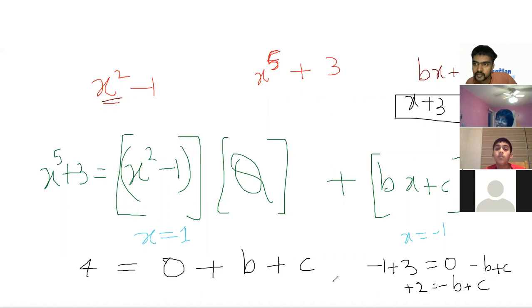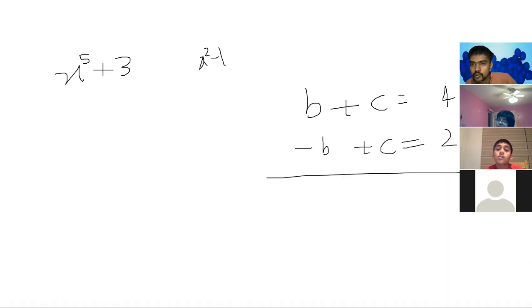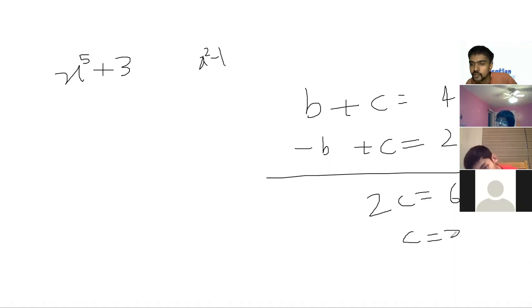Wait, now I'm getting a little confused again. How did you get x plus 3 from there? From this, you get b is equal to 1 and c is equal to 3, no? From the 2 equations. What was it? X power 5 plus 3 and x square minus 1, right? You got b plus c is equal to 4 and minus b plus c is equal to 2. You add them, what do you get? 2c is equal to 6. So c is equal to 3. If c equal to 3, how much is b?